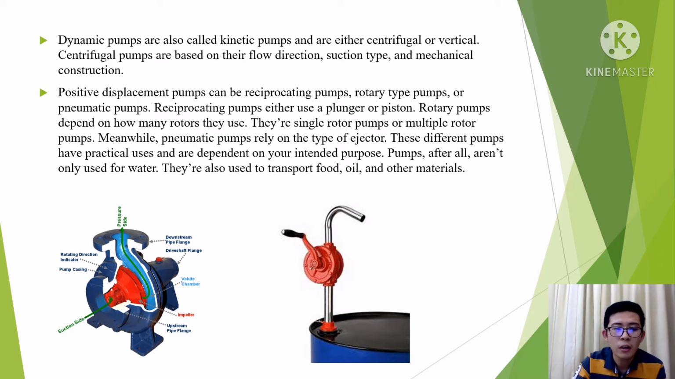Pumps, after all, aren't only used for water. They are also used to transport food, oil, and other materials. In the picture below, we can see that on the left-hand side is the centrifugal pump, while on the right-hand side is the rotary type of pump that is under the positive displacement pumps.